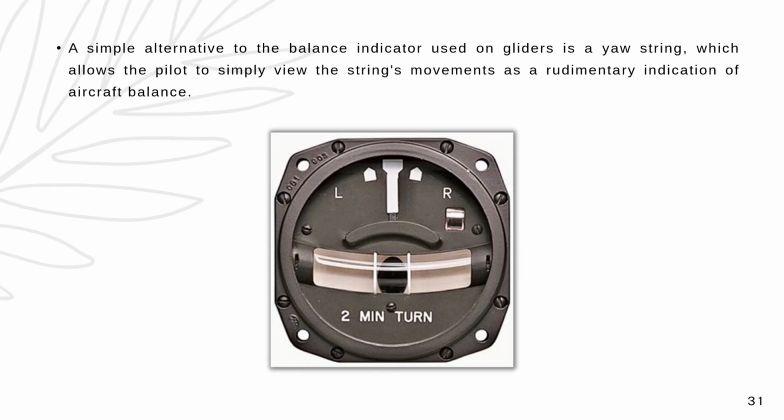A simple alternative to the balance indicator used on gliders is the yaw string, which allows the pilot to simply view the string's movements as a rudimentary indication of the aircraft balance.